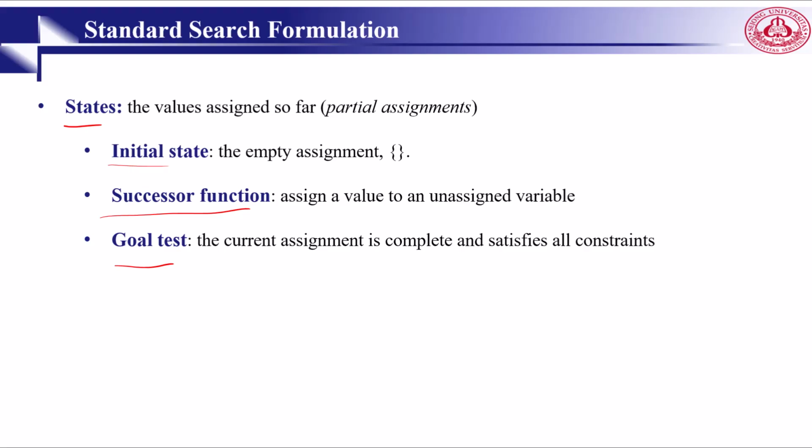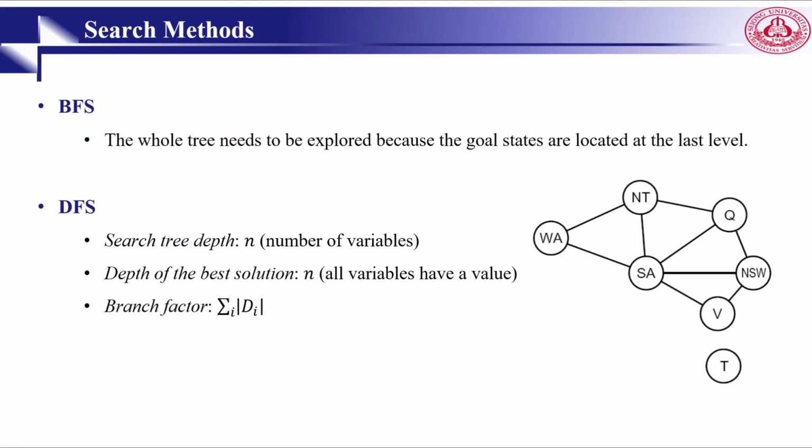To solve, we try to use traditional algorithms to solve CSP. If it doesn't work, then we will try to improve it. For example, we will start with the straightforward, naive, simple approach, then we try to improve that one. For example, we want to use BFS, breadth first search algorithm, to solve a CSP. Since the goal states are located at the last level for a solution, the whole tree needs to be explored.